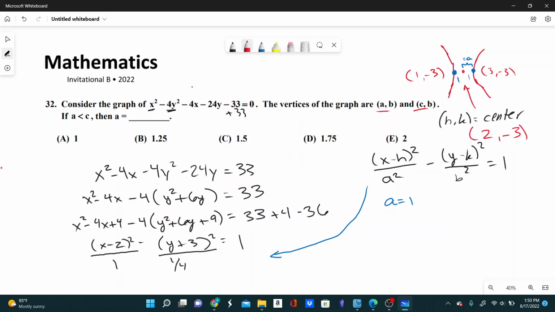So let's look at what they're actually asking for. It says if A is less than C, then A equals what? So it looks like A and C are going to be the x coordinates of our vertices, so 1 and 3, and the lesser of these two is going to be 1. So our answer is going to be answer choice A.